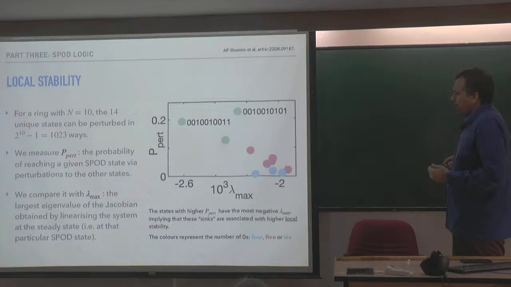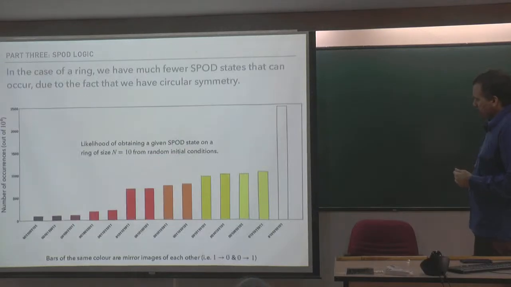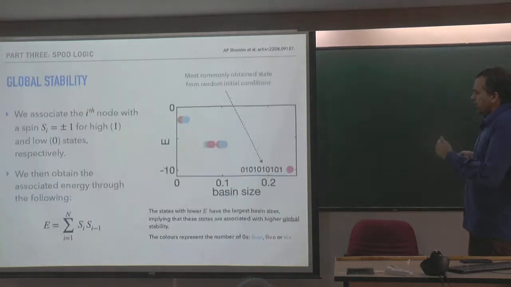That's p-pert. And through a simple linear stability analysis, we can also calculate the largest eigenvalue of the Jacobian. When we compare them, we observe that the sites with the higher p-pert have the most negative lambda max, which means these particular sink sites are associated with higher local stability. But if you notice, these are not the same as what you see over here. For example, this is 0, 1, 0, 1, 0, 1, which is not what we see over here. That is something which you can obtain when you look at the global stability.